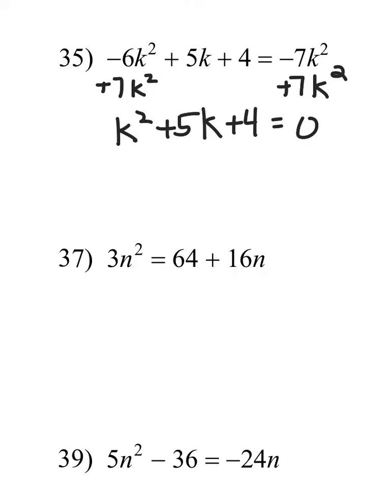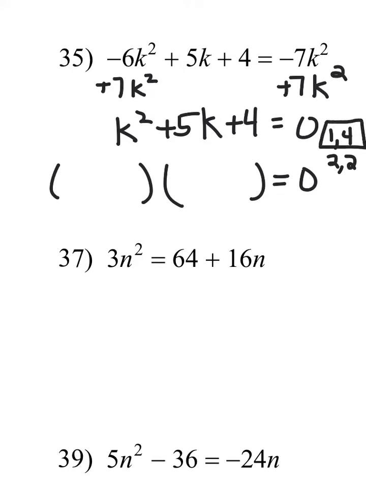Now this one is easy enough to factor because we can identify the factors of 4 as being 1 and 4 and 2 and 2. Now again, it's a positive, so the two factors have to add up to be the same as the center term, which is 5. So the numbers that we have to use are 1 and 4.